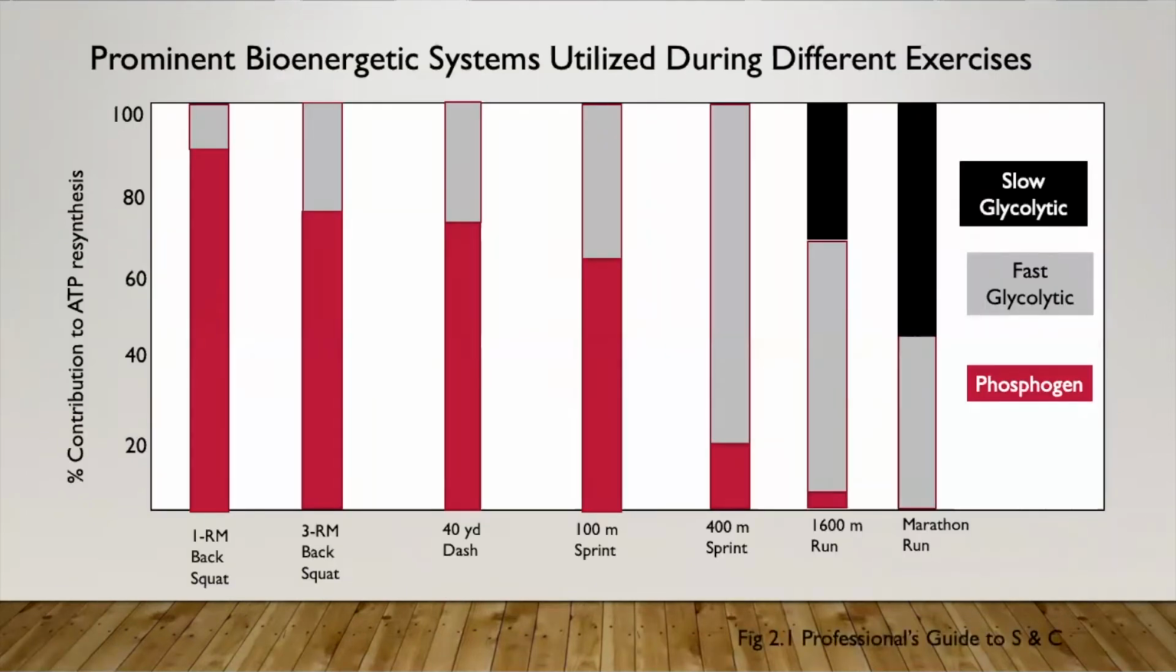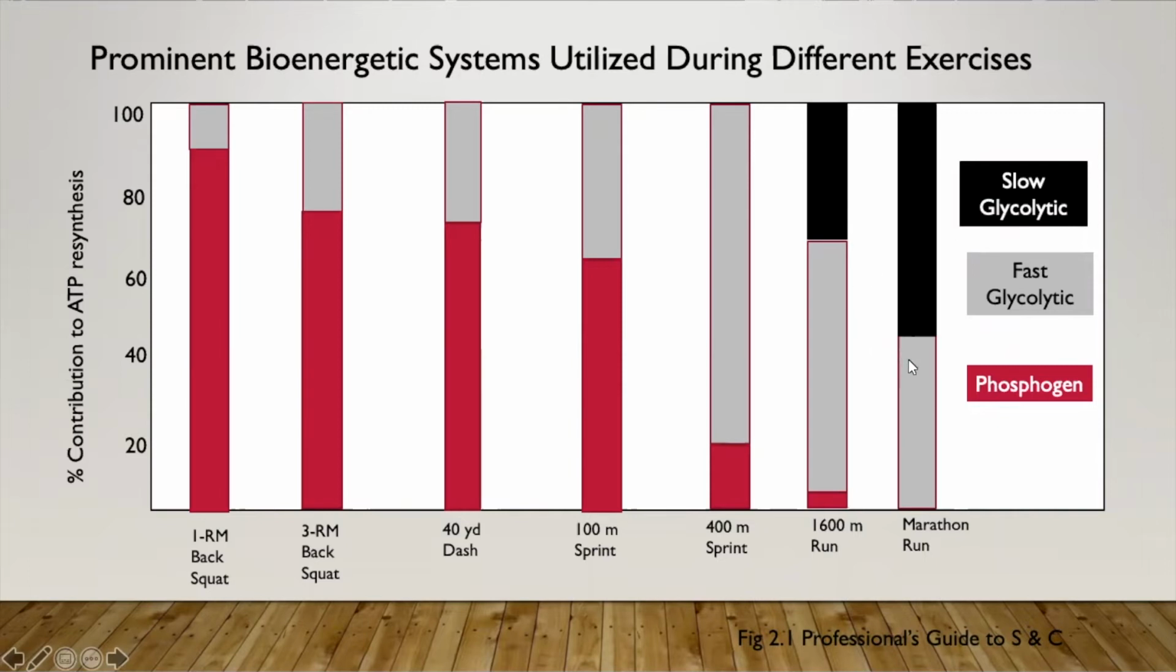But then let's plug in the last 2 bar graphs here, and we see that as you extend the duration of the activity out here to 1,600 meters in a marathon, you have a decreasing contribution of phosphagen. That doesn't mean you aren't using it. It's just not the dominant system. And the phosphagens are being replaced continuously, and they're being replaced with slow glycolytic processes.